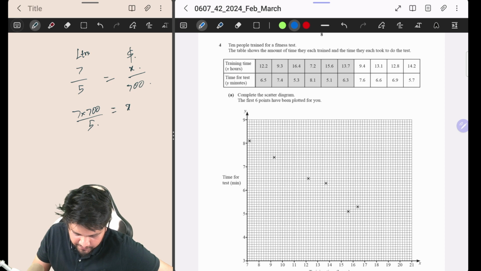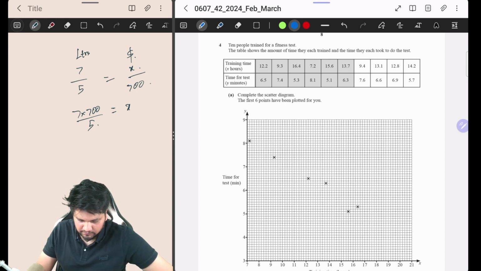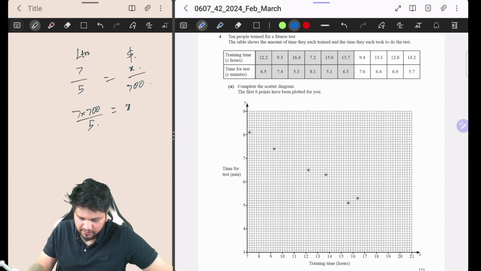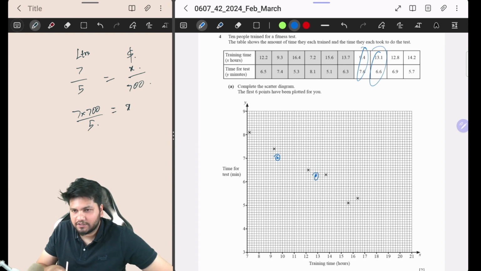10 people trained for a fitness test. The table shows the amount of time they each trained and the time they each took to do the test. Complete the scatter diagram. The first 6 points have been plotted for you. So I think we can just plot these points by looking at the graph. I'm not going to draw it because at the end of the day, it's just 9.4, 7.6. So it will be somewhere here. This would be 13.1, 6.6. 13.1, 6.6 would be somewhere here. So all of these points you can plot.